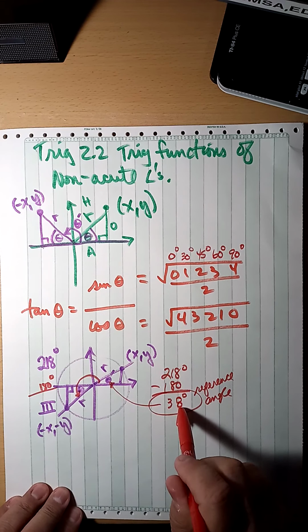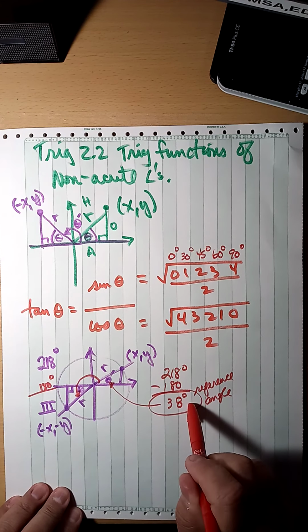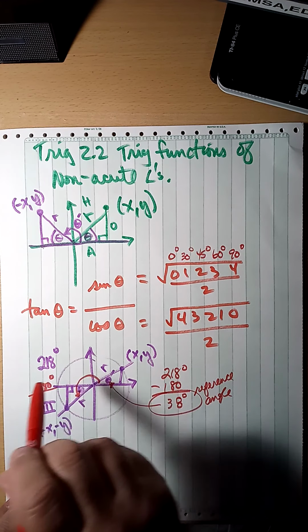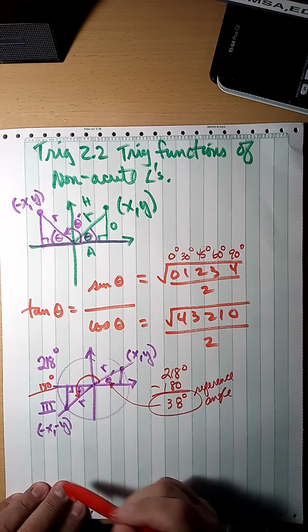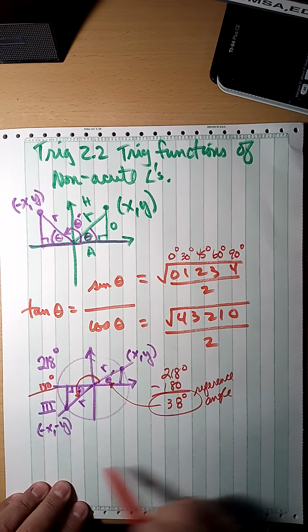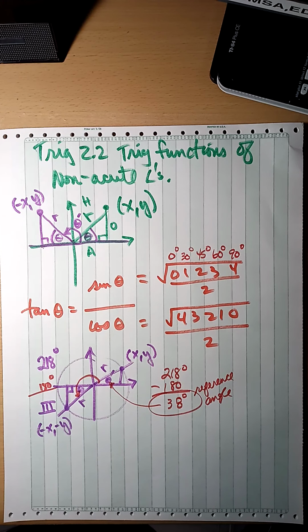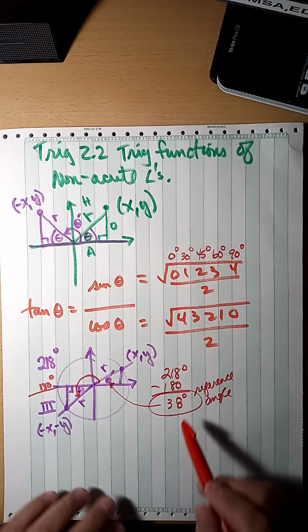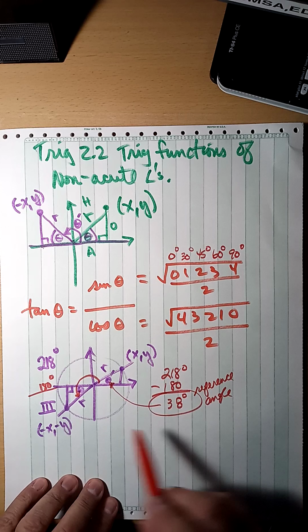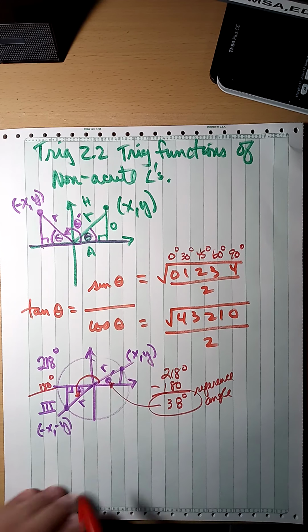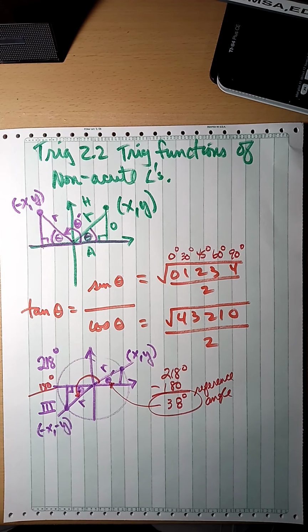The trig values for the reference angle, 38 degrees, will be exactly as the ones for 218, except some of these will be negative. These are always positive. So a reference angle is always positive. You don't care which direction you're measuring, but you're using a small angle, an angle between 0 and 90, to figure this stuff out.